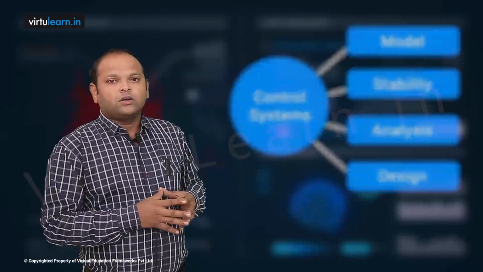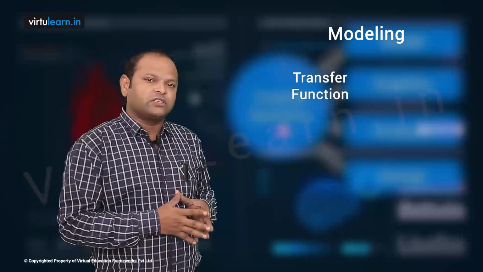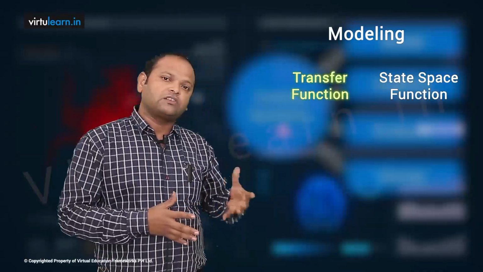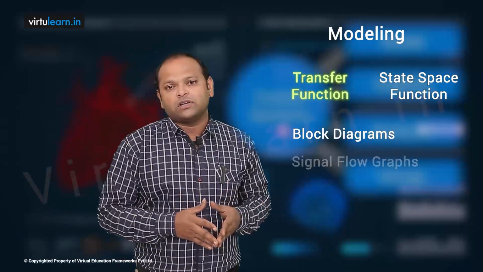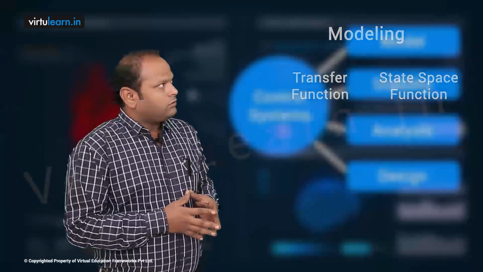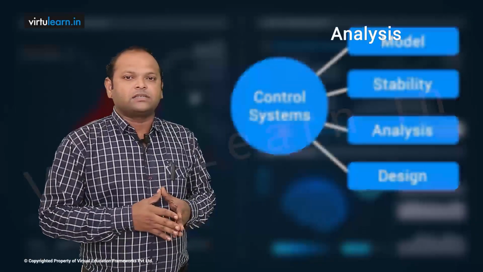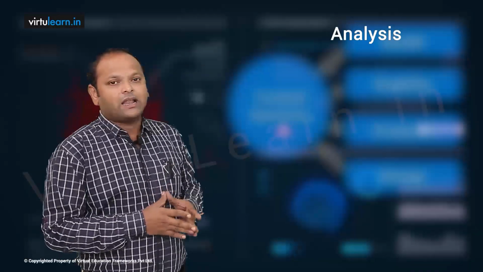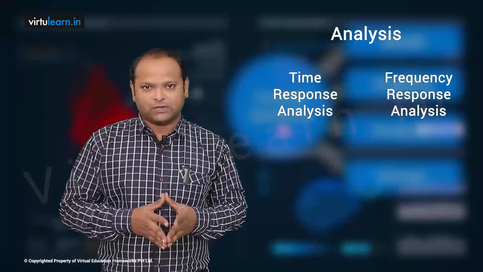So in this we know the modeling. There are two types of modeling, transfer function as well as the state space. In transfer function we have representations like block diagrams and signal flow graphs, which we have already seen. Now here we are going to concentrate on analysis, where in analysis there is time response analysis and frequency response analysis.